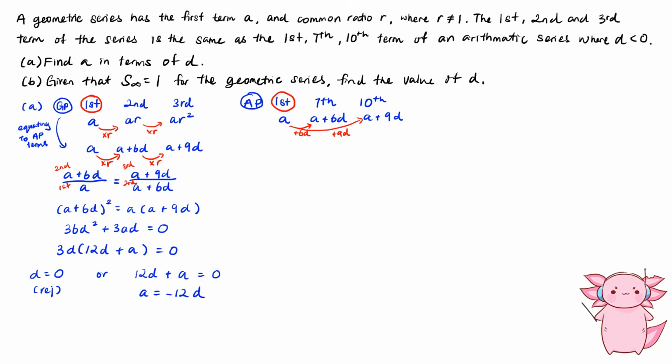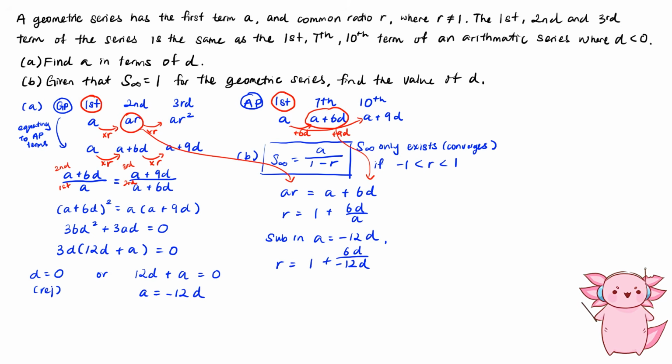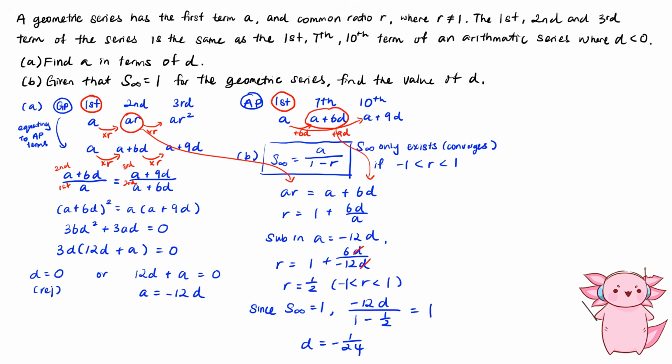Now, something important for the sum to infinity formula is that the series only converges to a certain value if r is from negative 1 to 1. So let's try to find the value of r by looking at these two terms which are equal to each other. After dividing the whole equation by a, we can get a is equal to negative 12d, and you can see that the d kind of cancels each other off, giving the value of r is equal to half. Now, since the sum to infinity is equal to 1, we can solve for the d of the arithmetic series to be negative 1 over 24.